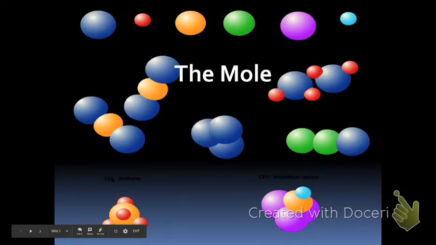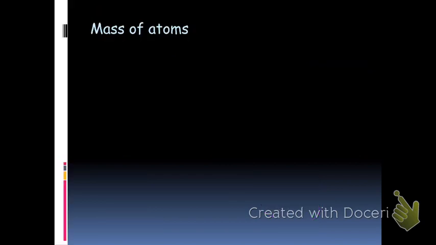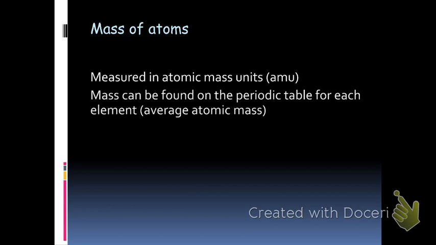All right, this unit is about the mole, and we're going to start with formula and molecular mass. We've learned already that atoms have mass, and you can look at the periodic table to figure out the mass of each atom. For example, the mass of hydrogen, if you look at the periodic table, is 1.01 AMU.